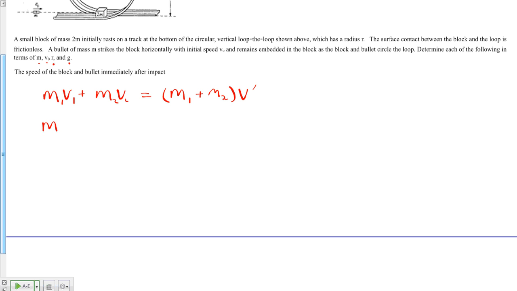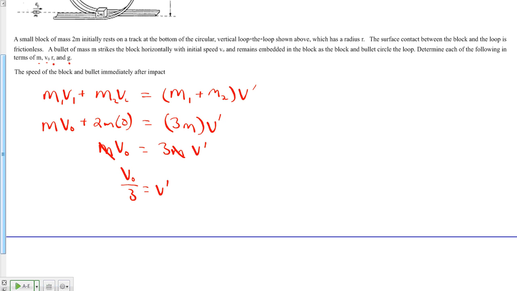The bullet has a mass m with a speed v naught. This has a mass of 2m with a speed of nothing. So together they have a mass of 3m and some new velocity. m v naught equals 3m v prime. The velocity of the block-bullet combination is v naught over 3. So, conservation of momentum question. Just go through the steps for conservation of momentum and you come up with that. v naught over 3 equals v prime.